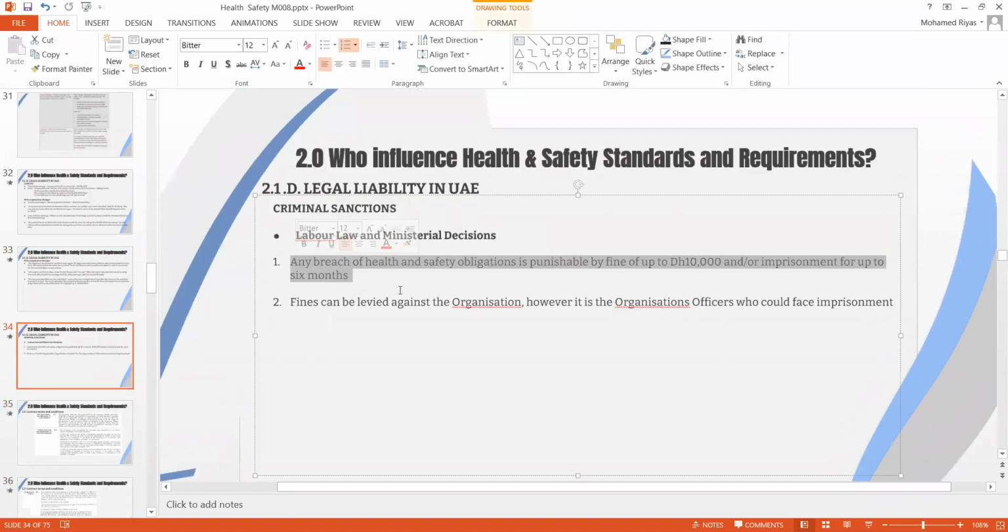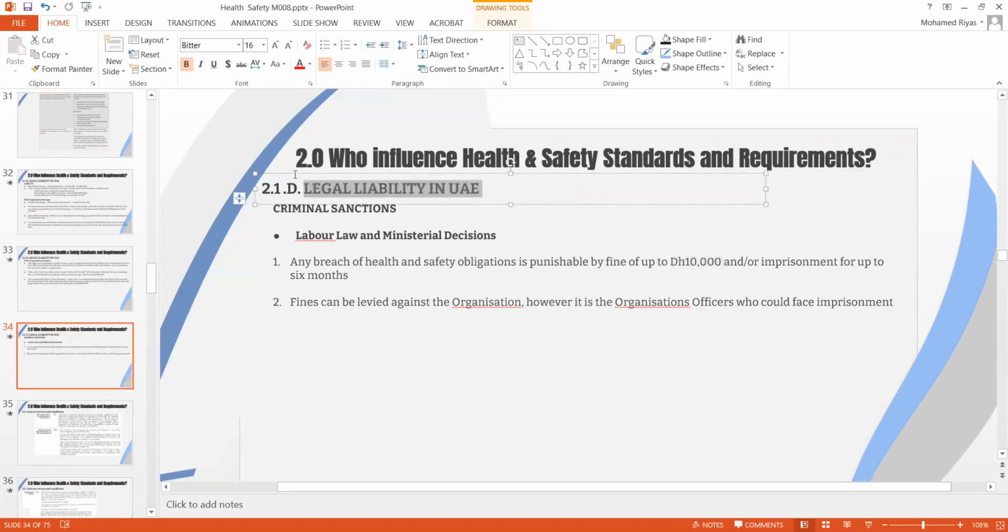Any breach of health and safety obligation is punishable by a fine up to 100,000 and imprisonment for up to 6 months. It is related to the labor law, and fines can be levied against the organization. However, it is the organization's officials who could face the imprisonment. We will discuss the loss of earnings in the final part on insurance, when we cover the workmen's compensation policy in detail.